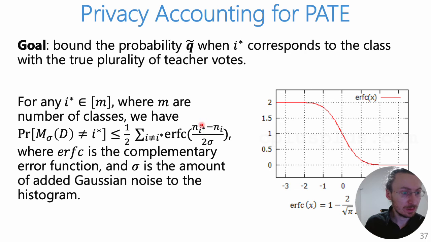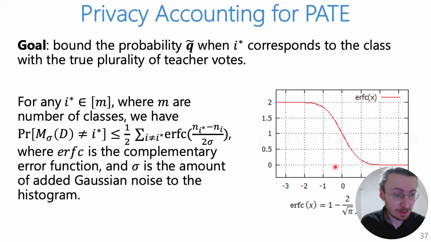So we consider two values, n sub i star and n sub i. n sub i star is the number of votes for the class with the highest number of votes from teachers, and n sub i is the number of votes for any other class. So if the number of votes for the correct class, expressed by n sub i star, is much larger than the number of votes for any other class, n sub i, then we are in the right-hand side of this ERFC, the complementary error function.